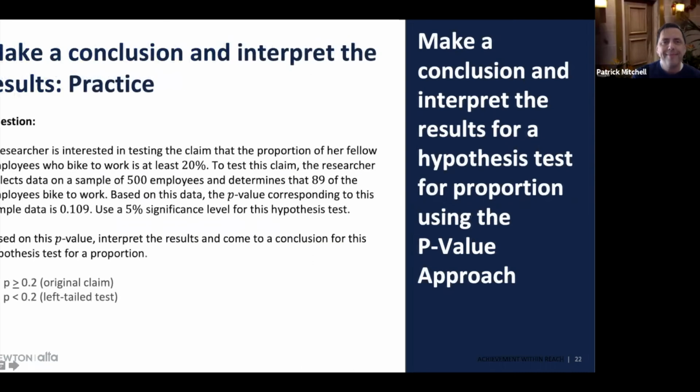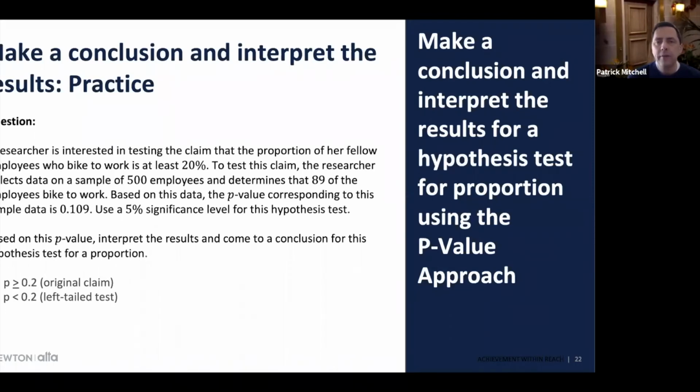All right. Well, this example sounds really familiar. It's the same example with the coupons from earlier. They've just dressed it up in a different story. A researcher is interested in testing the claim that the proportion of her fellow employees who bike to work is at least 20%. To test this claim, the researcher collects data on a sample of 500 employees and determines that 89 of the employees bike to work.